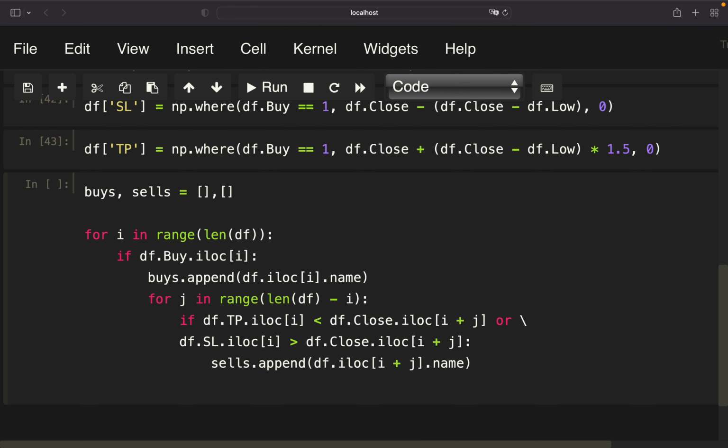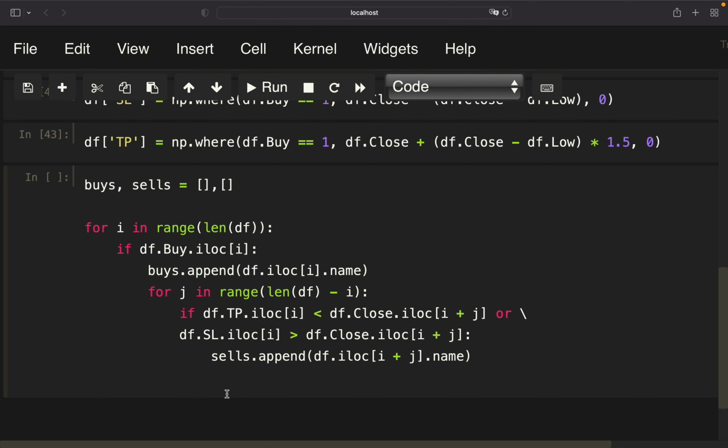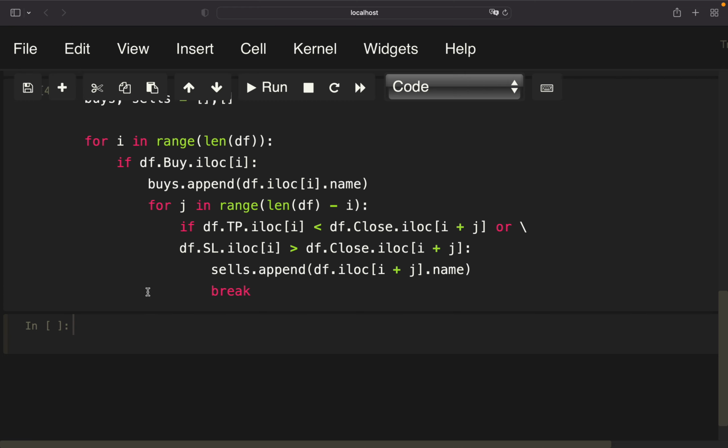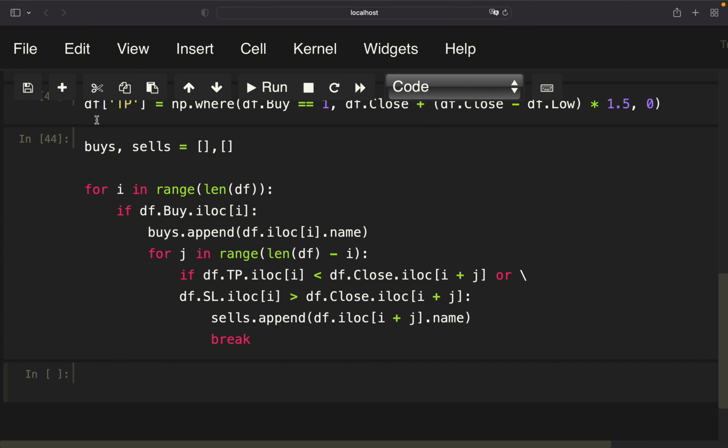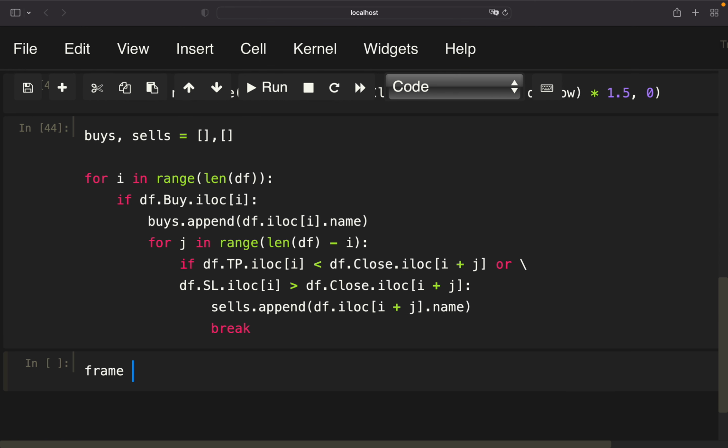And when I'm appending a selling date, I want to break the loop, because when the close is crossing, I will sell. That way I don't loop into the next row if the condition is already fulfilled. So I'm breaking the inner loop here. And with that, we're getting two lists full of buying and selling dates, and I'm wrapping those in a data frame.